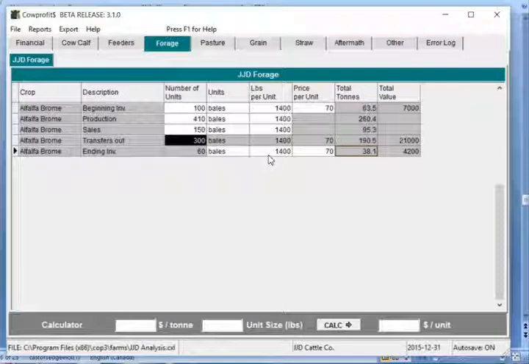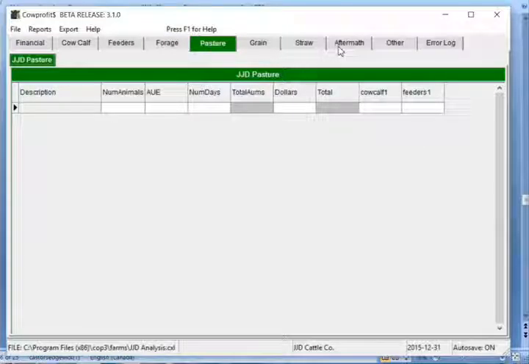Now the grain and the straw grids are exactly the same. They work exactly the same as the forage grid. So I'm not going to work on those. But the pasture and aftermath are exactly the same, and so we'll treat those together. The pasture and the aftermath enterprises are probably the only ones that don't have any inventories.